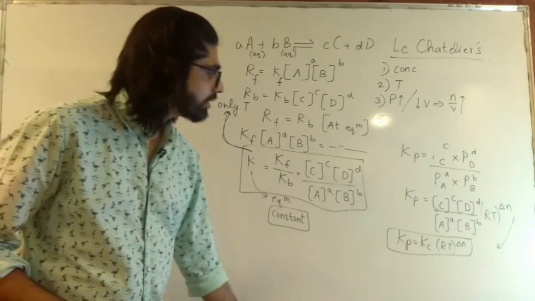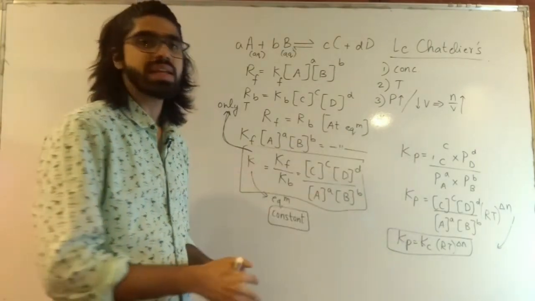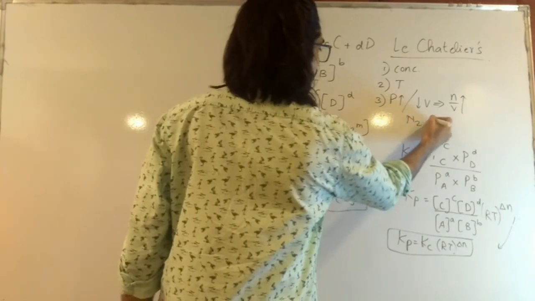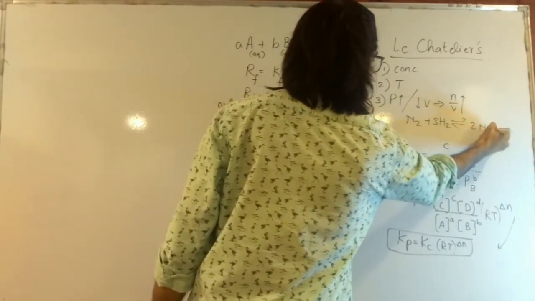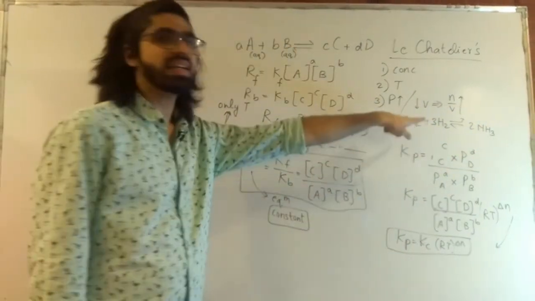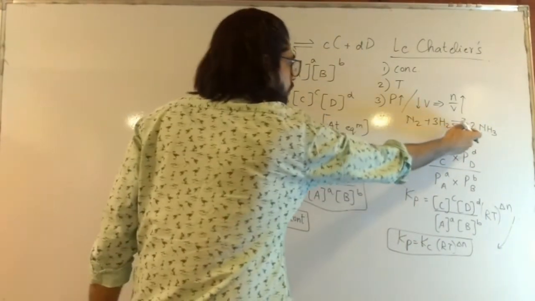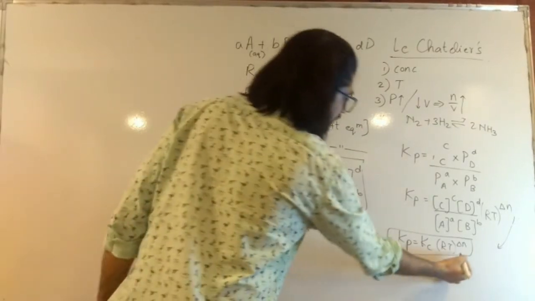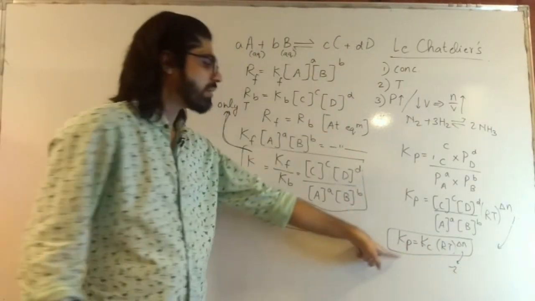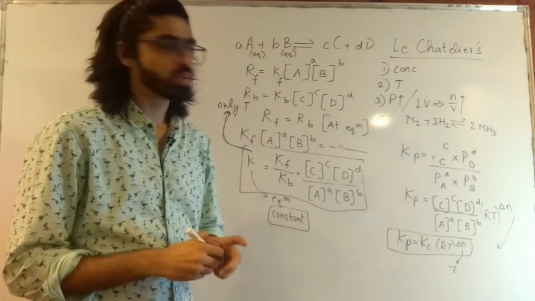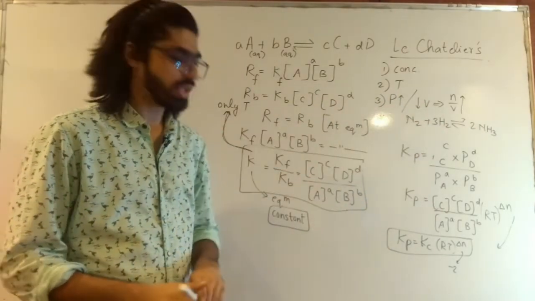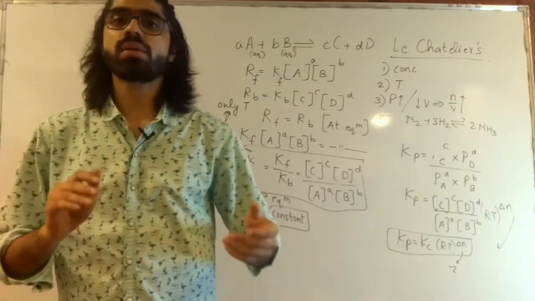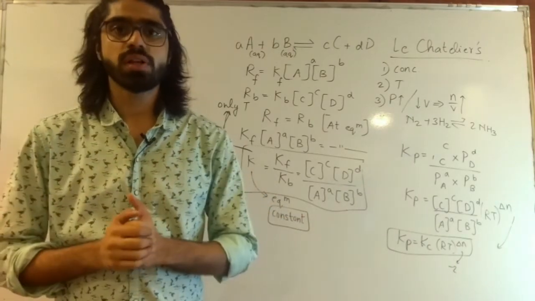Just one last thing, the delta N value. I had written the reaction for ammonia formation, N2 plus 3H2 in equilibrium with 2NH3. The delta N value for this reaction will be 2 minus 1 minus 3, that is minus 2. So Kp will be Kc into RT power minus 2. Just one thing, that is the application of this result to an equation like this. So this is where I am done with covering whatever I wanted to cover in this video.